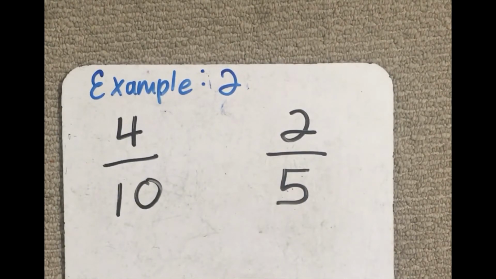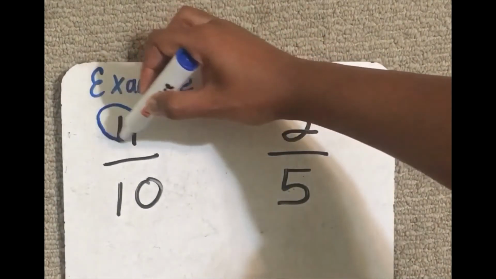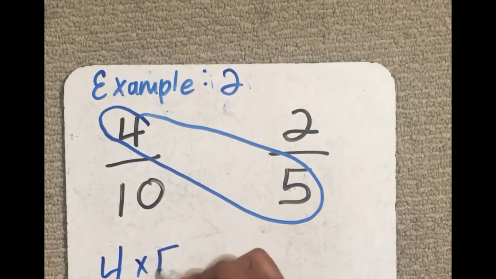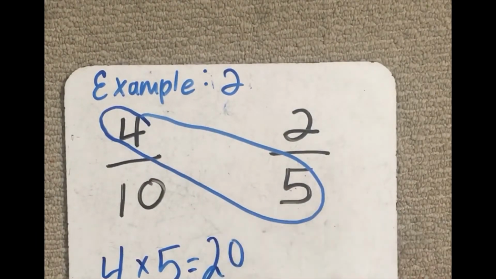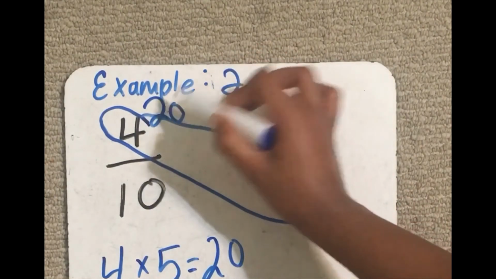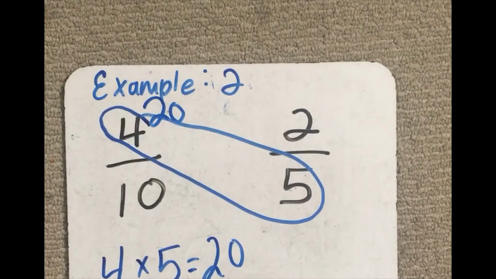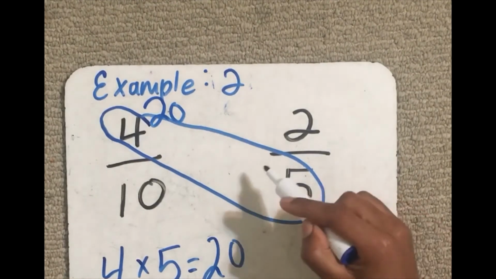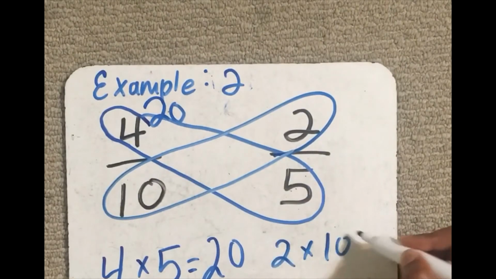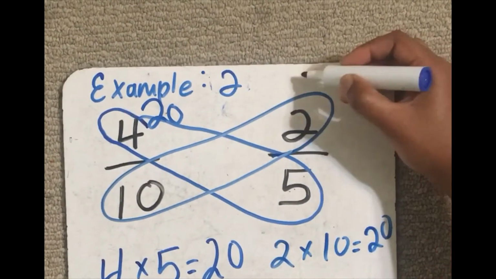So we're going to multiply 4 by 5. 4 multiplied by 5 is equal to 20. So up here we're going to put 20. And now we're going to cross multiply 2 by 10. 2 multiplied by 10 is 20. Wow, look at that.